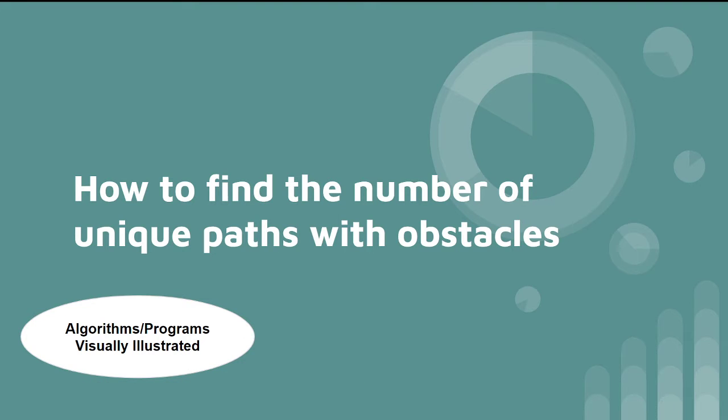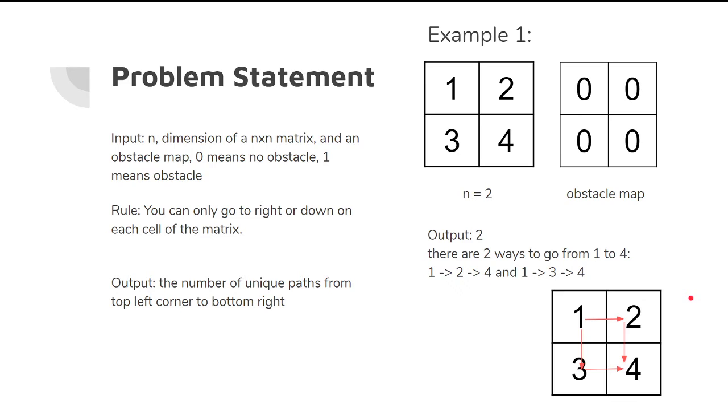How to find the number of unique paths with obstacles. Problem statement. The input would be n, which is the dimensions of a matrix, and an obstacle map. The 0 means that there's no obstacles on the map, and the 1 means that there is. The rule is that you can only go right or down on each cell of the matrix. The output would be the number of unique paths from the top left corner to the bottom right.